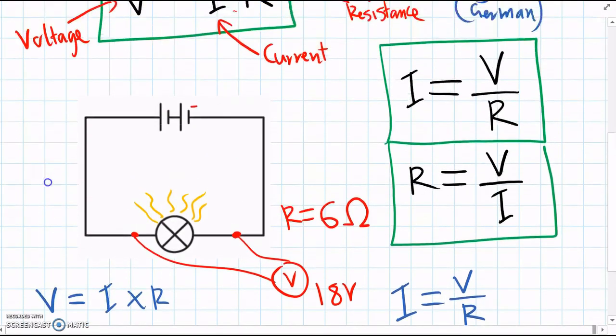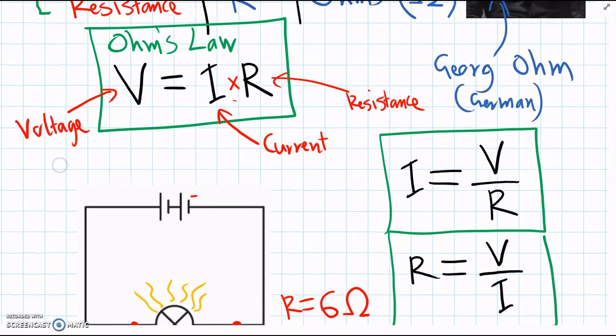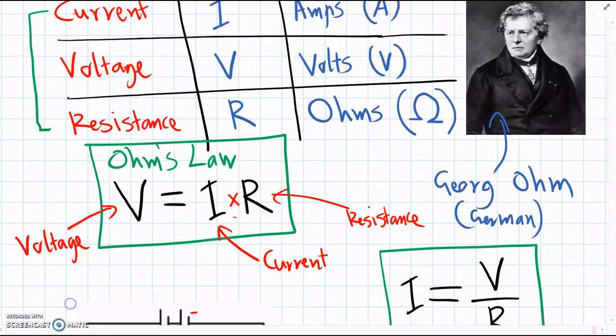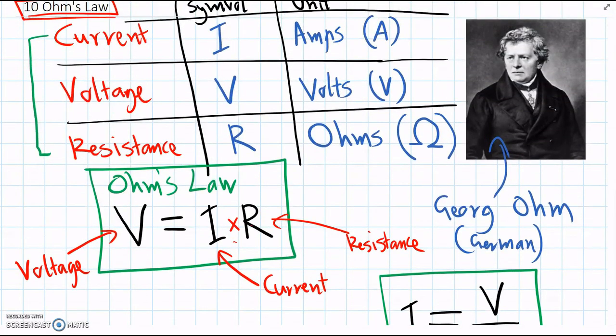So this is how we use Ohm's law. We can calculate either the current, the voltage, or the resistance, as long as we know 2 out of those 3 things.